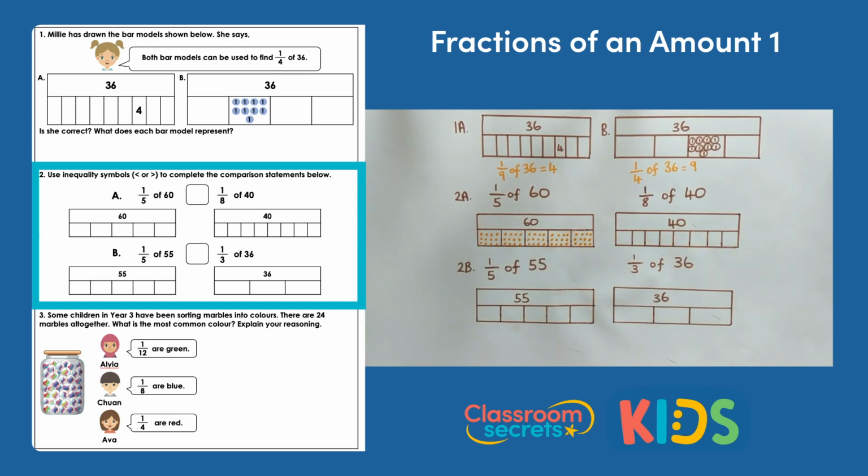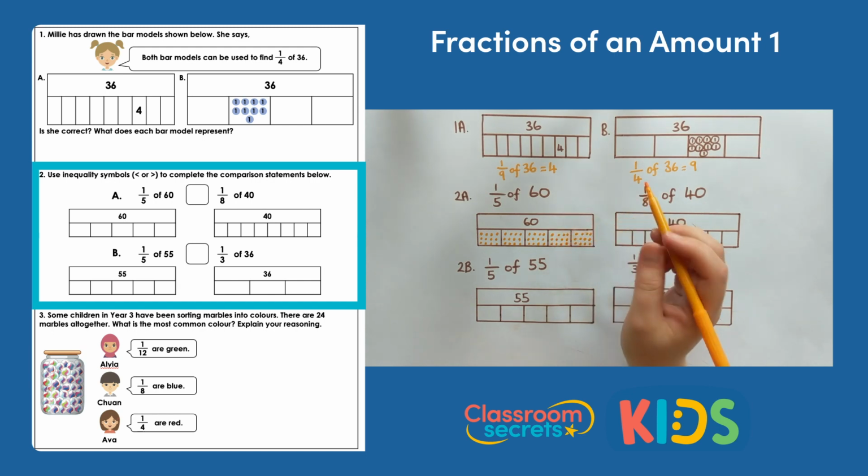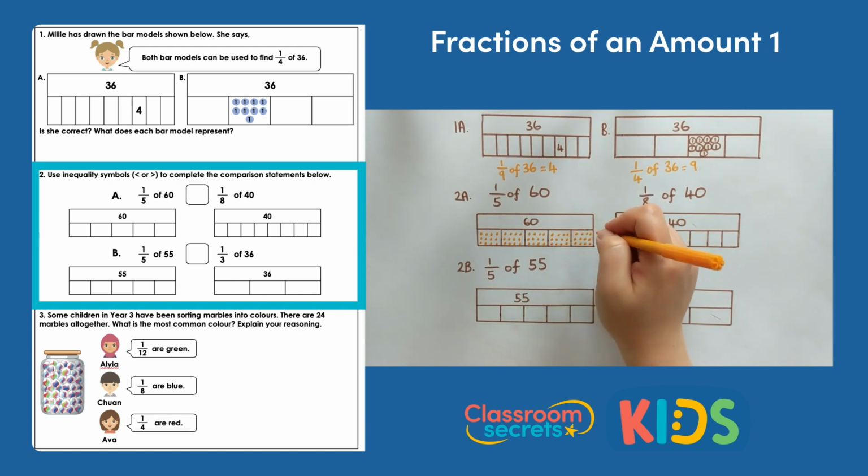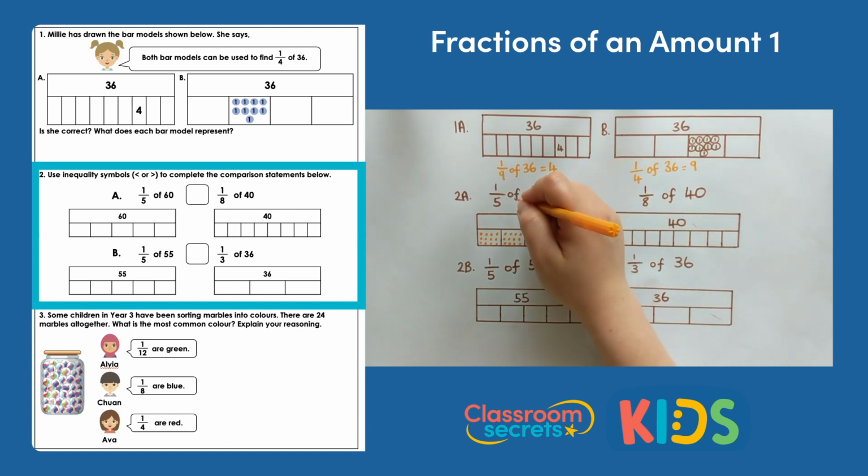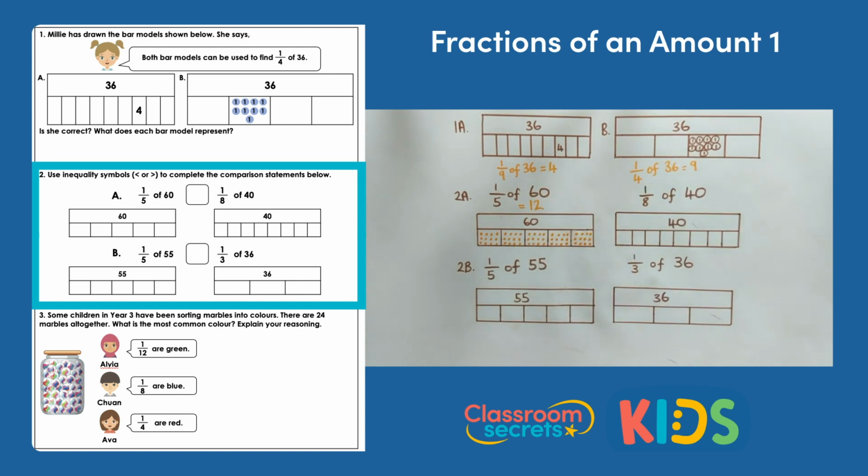So there we have 60 dots shared equally into the 5 groups. Because our numerator is 1, we only need to know the number of dots in one group. So I'm going to count them in this group. 1, 2, 3, 4, 5, 6, 7, 8, 9, 10, 11, 12. So we know that there are 12 dots in each group. Therefore, 1/5 of 60 is 12.